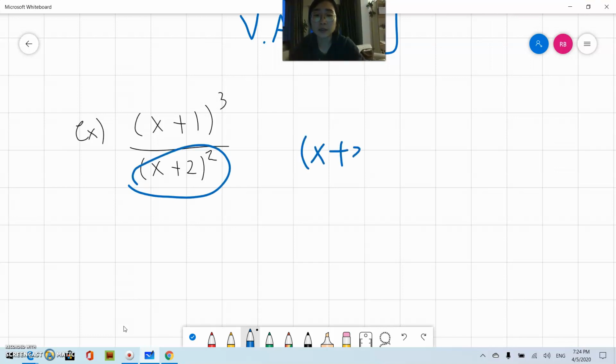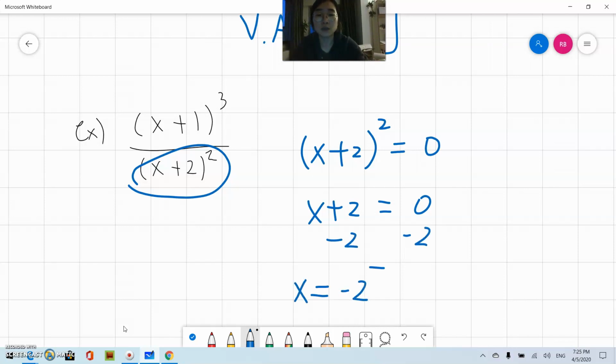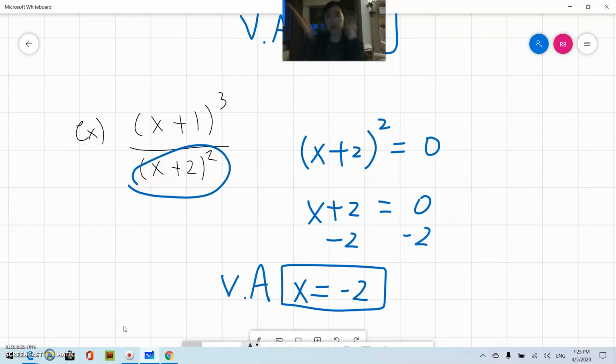So (x + 2) squared is equal to 0. Well, we have to square root both sides. So it's x + 2 is equal to 0 because the square root of 0 is 0. And minus 2. So x equals -2 is my vertical asymptote. So that was the easy part.